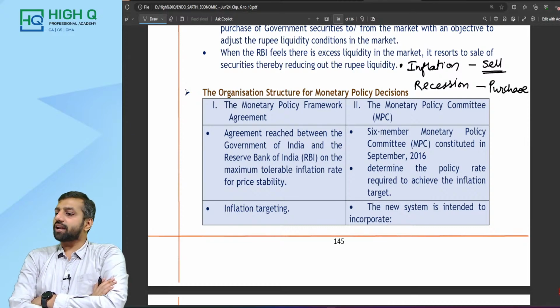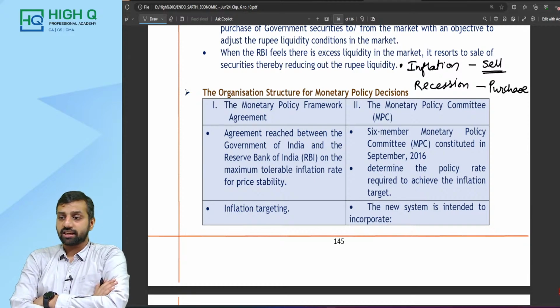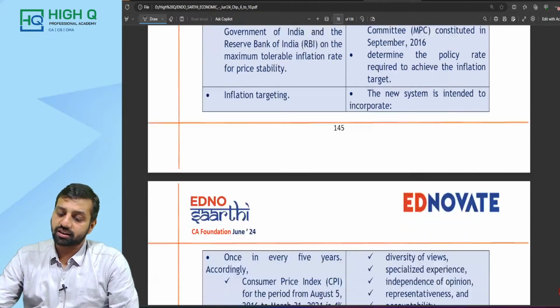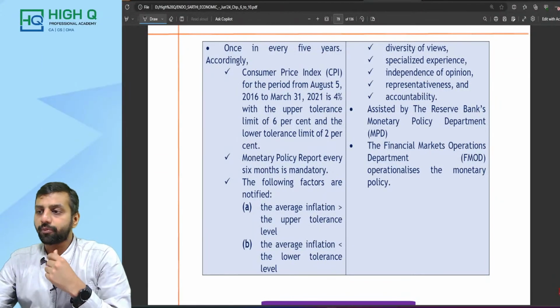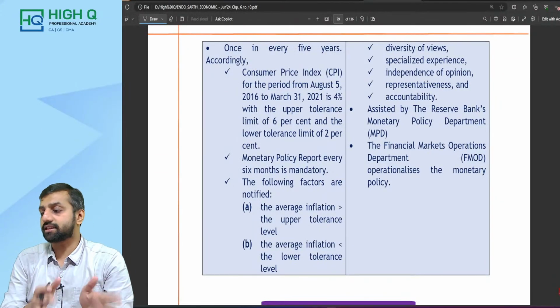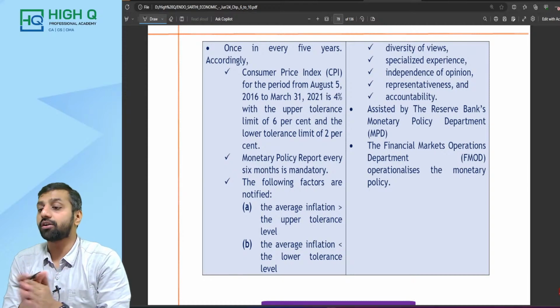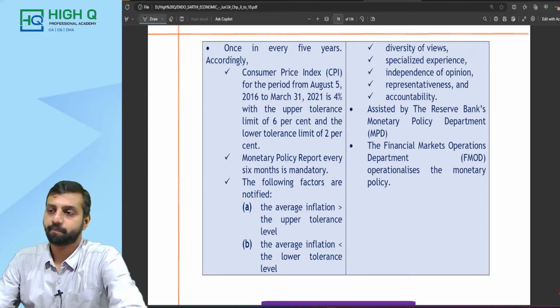I hope everybody is aware about the Monetary Policy Committee. It's a 6-member committee formulated in the year 2016 to keep the inflation rate under target. The Monetary Policy Committee has 6 members, 3 from the government and 3 from RBI.